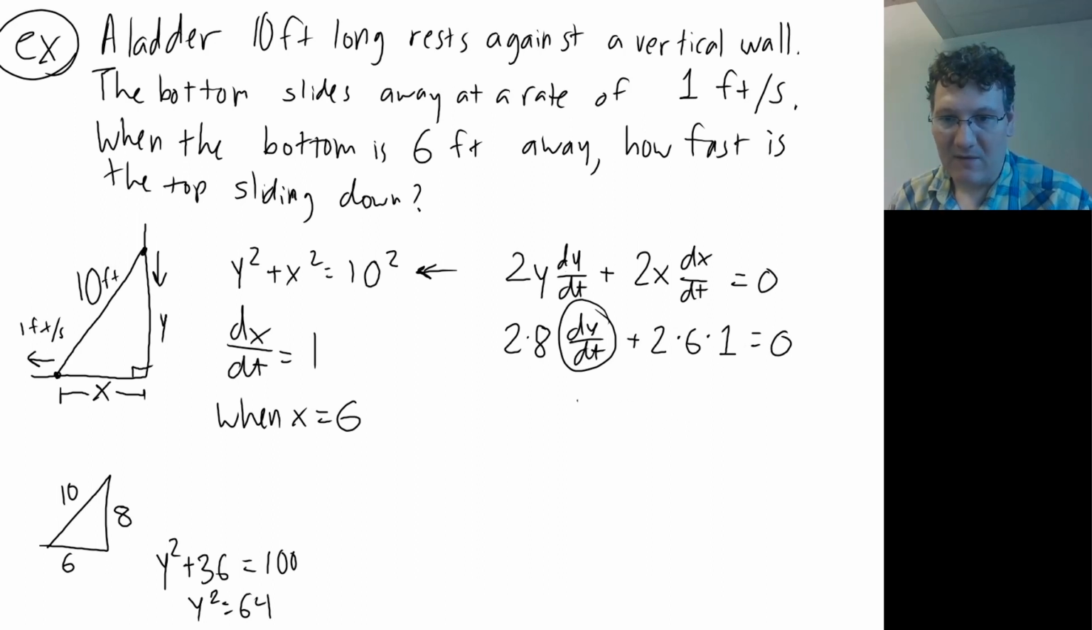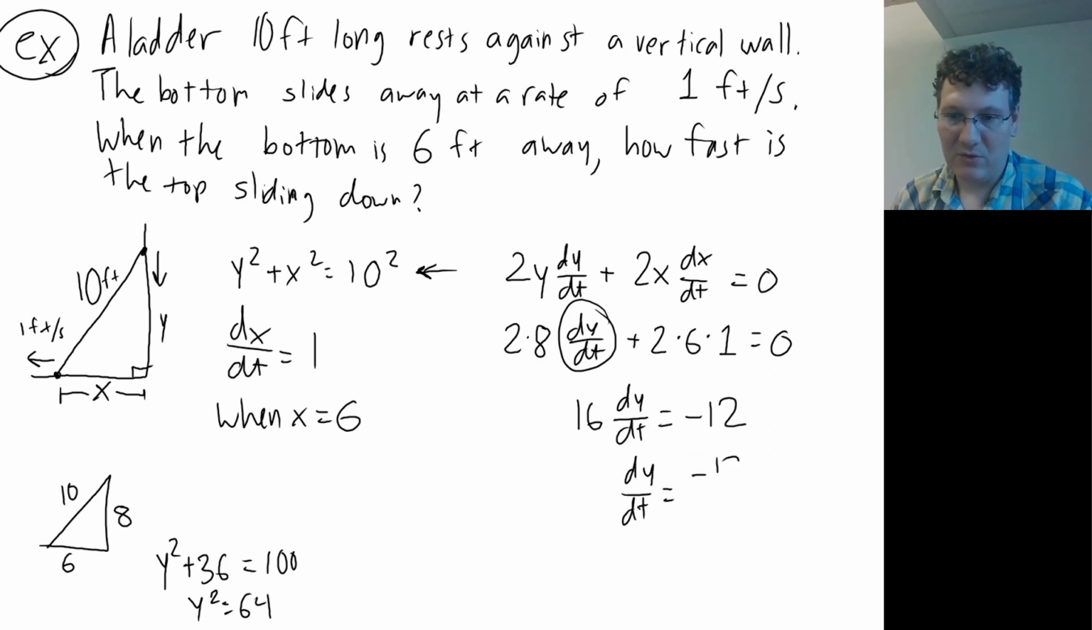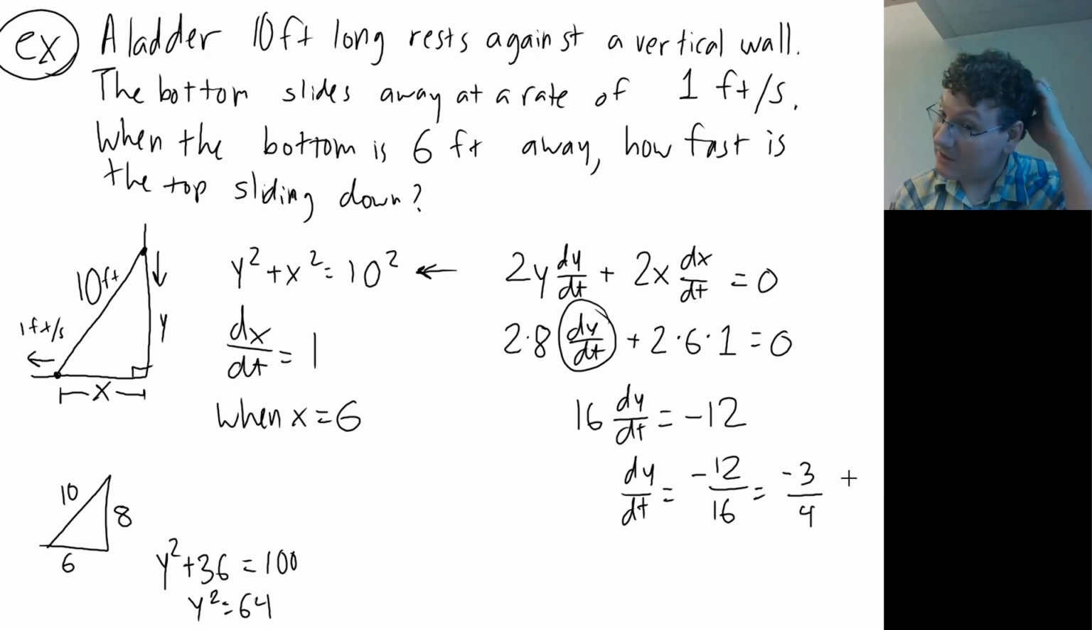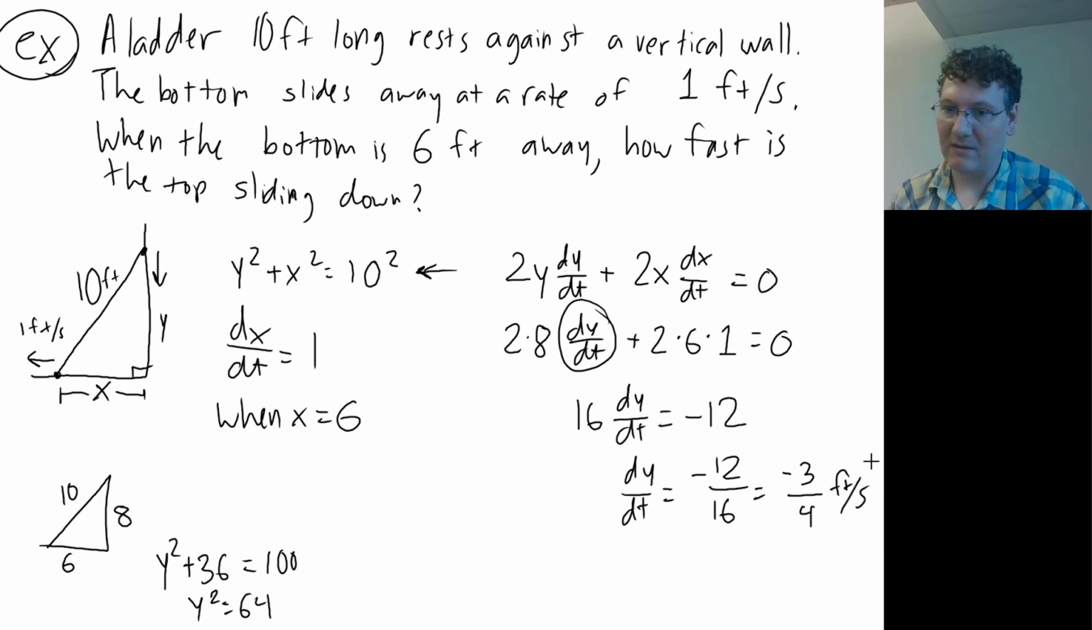In other words, we have 16 dy/dt equals negative 12. So dy/dt is going to be negative 12 over 16, which could be written as negative 3/4. And that's going to be in feet per second at this moment in time.